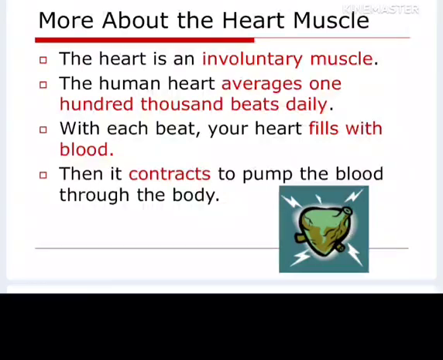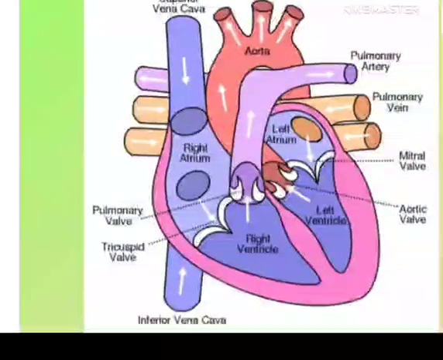The heart is an involuntary muscle. The human heart averages 100,000 beats daily. With each beat your heart fills with blood, and then it contracts to pump the blood through the body.